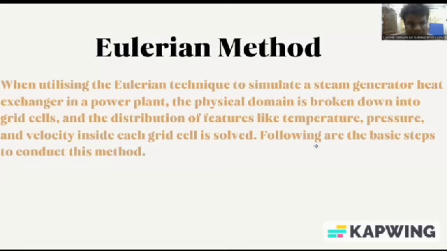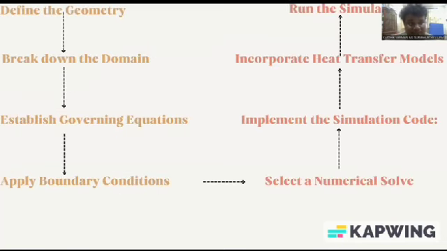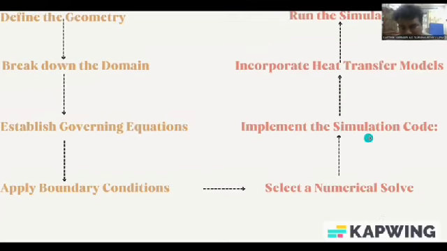So for the Eulerian method, when utilizing the Eulerian technique to simulate a steam generator heat exchanger in a power plant, the physical domain is broken down into grid cells, and the distribution of features like temperature, pressure, and velocity inside each grid cell is solved. Following are the steps to conduct this method. First is define the geometry, then break down the domain. Next is establish the governing equations. Next is apply the boundary conditions, and then we can select a numerical solver, and then we can implement the simulation code, and then we can incorporate heat transfer models, and finally we can run the simulation.